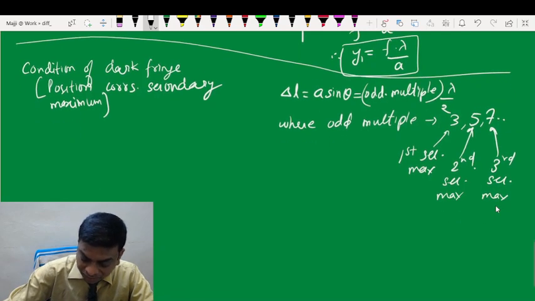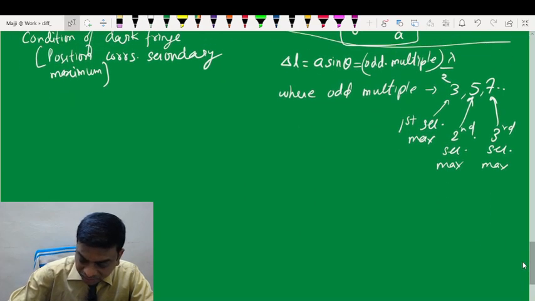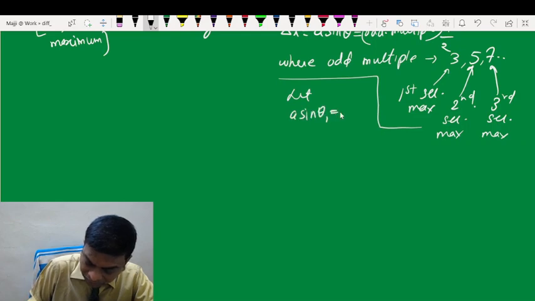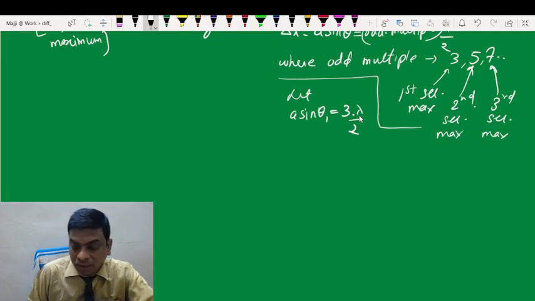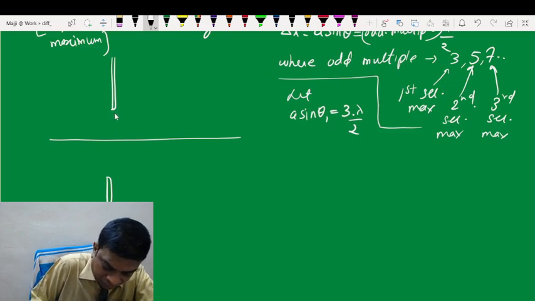So what will happen here? See, let us take n equal to 3 here. Let a sine theta 1, the first possibility, be 3 lambda by 2. Since it is 3 lambda by 2 path difference, we are supposed to subdivide this entire slit into 3 equal parts. So this is one portion, let us say. Then this is another portion.